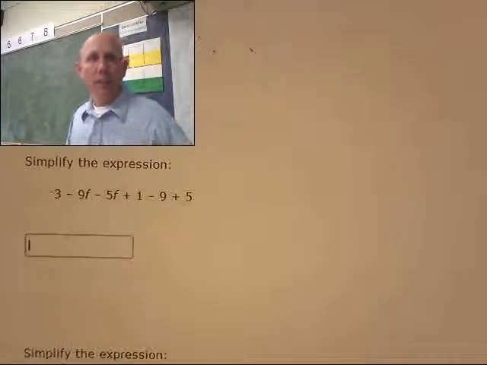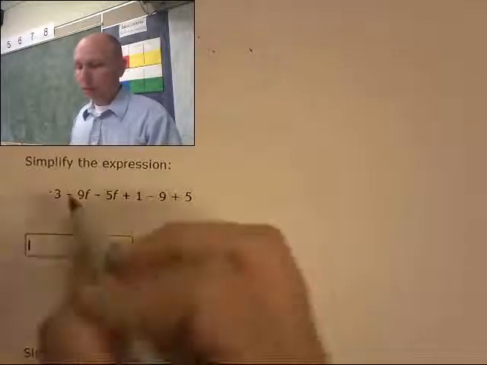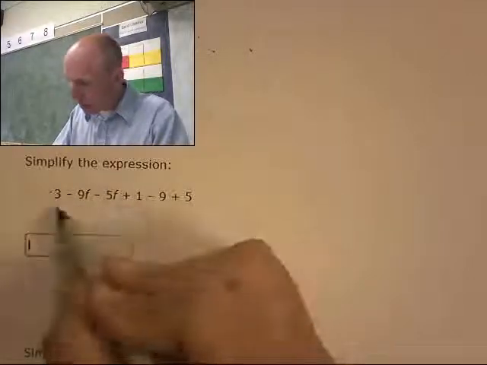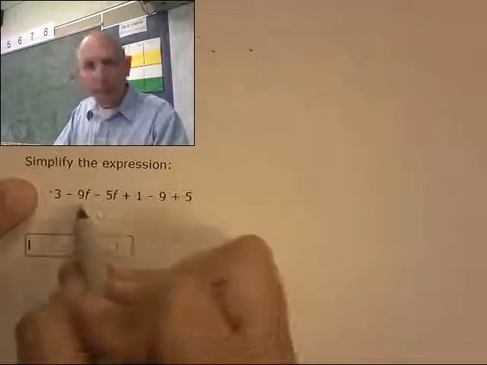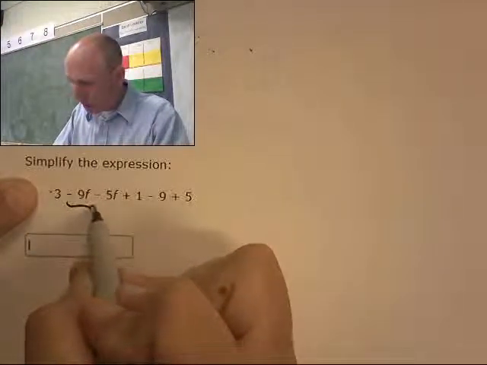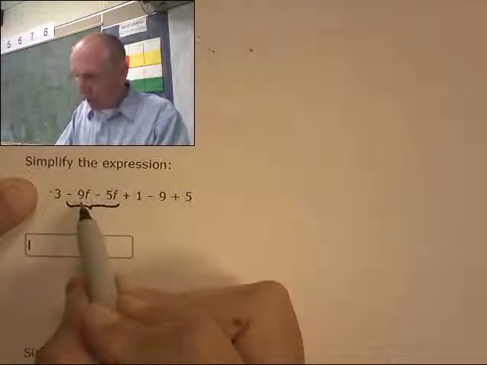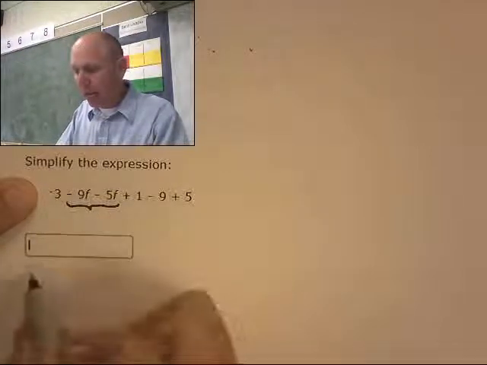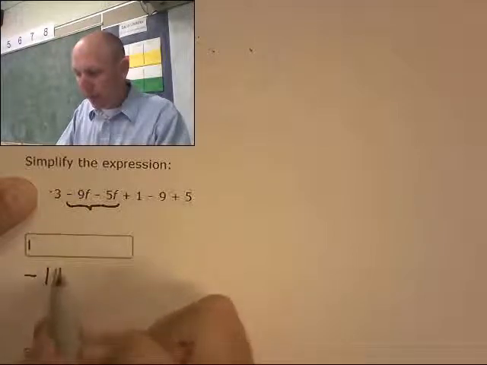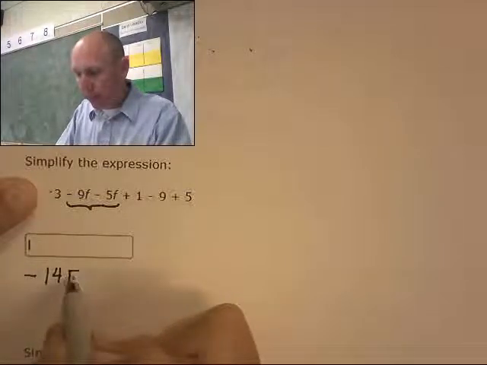Oh, this is a good one. We have a bunch of f's and a bunch of just basic numbers, some constants. Let's work the f's first, right here. What's that? I have negative 9f's and negative 5f's. That'll be negative 14f's.